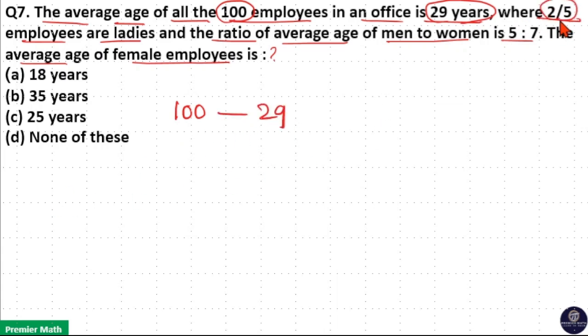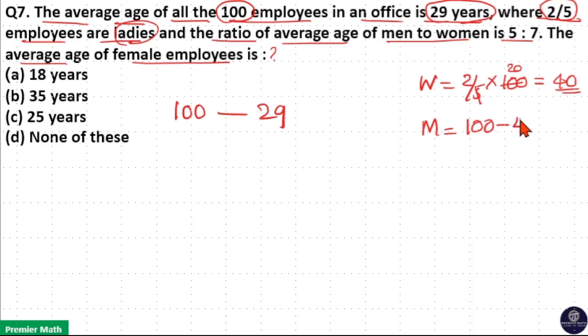Now 2 by 5 of employees are ladies. So number of women is equal to 2 by 5 of total number of employees 100. So 2 by 5 of 100 means 5 goes 20 times in 100, 20 into 2, 40. Number of women is 40 means number of men is total number of employees 100 minus number of women 40. So 100 minus 40, 60. Here number of men is 60 and number of women is 40.